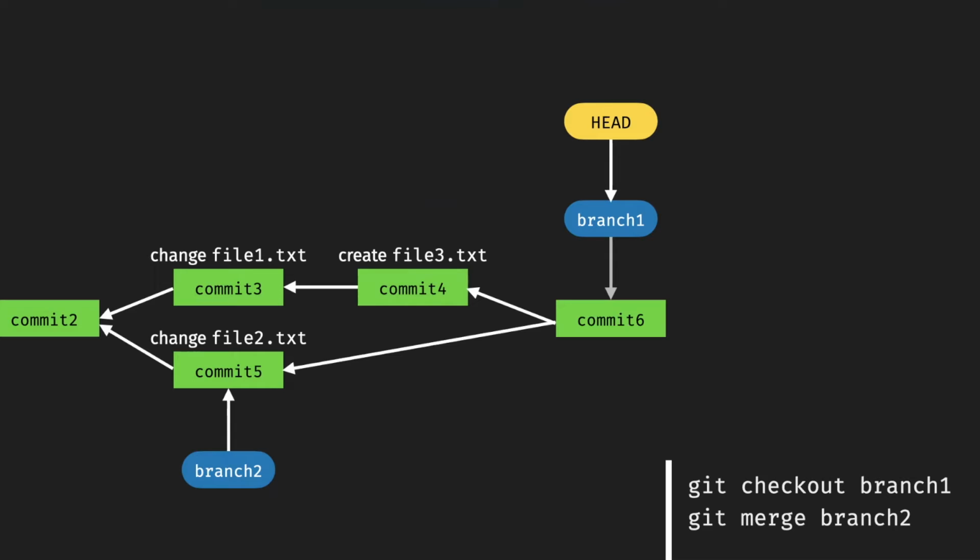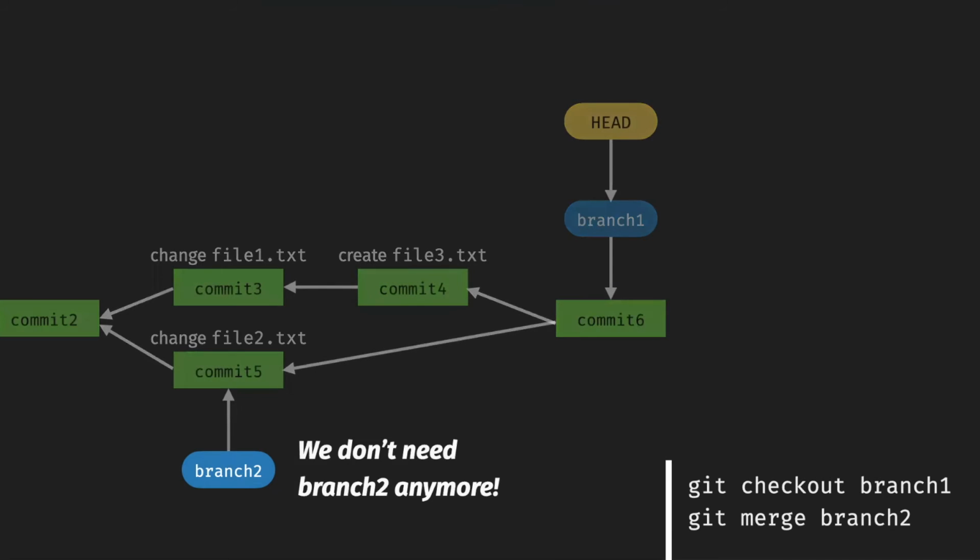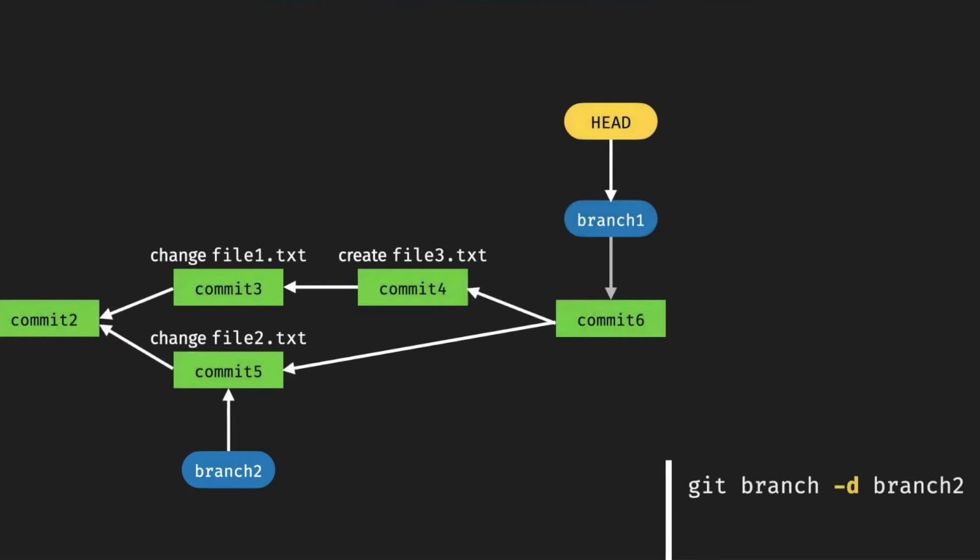And now if you notice, from branch 1, we can go back to commit 5 and we can go back to commits 4 and 3. So we don't really need branch 2 anymore because we can just go back to it from branch 1. So as we don't need it, we have another command we can use. Git branch has a flag called -d for delete. And if we just type git branch -d branch 2, that will delete the pointer of branch 2.